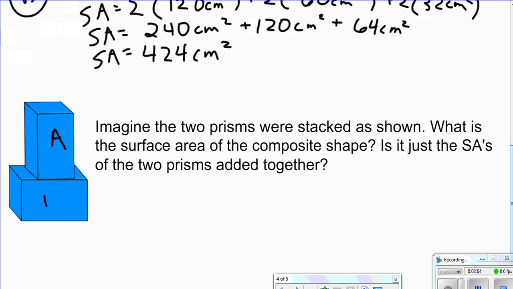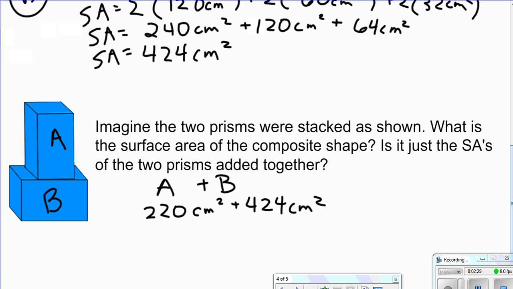rectangular prism A is stacked on top of rectangular prism B. And we want to know what is the surface area of the composite shape. That is, what is the surface area of the two prisms together. So we want surface area A plus surface area B. Okay, that seems easy enough. So 220 centimeters squared plus 424 centimeters squared. Ha! So we get 644 centimeters squared. Miss, give me something harder, you say.